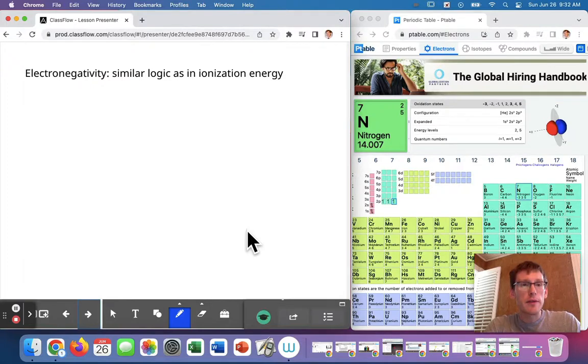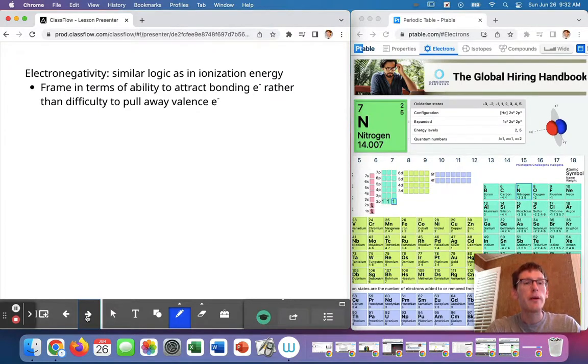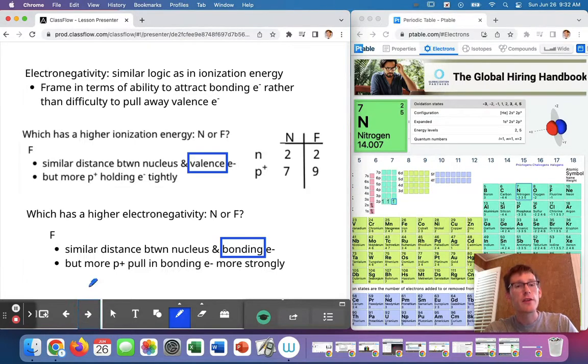Without going through something similar for electronegativity, I'm just going to say that you need to use the same logic as with ionization energy. But you need to frame any explanations in terms of an atom's ability to attract bonding electrons rather than the difficulty to pull away the valence electrons. So if we compare, say, nitrogen and fluorine for ionization energy, that explanation involved a similar distance between the nucleus and the valence electrons.